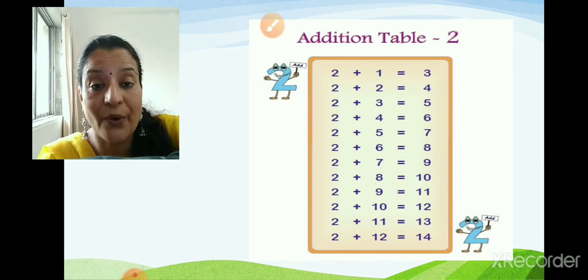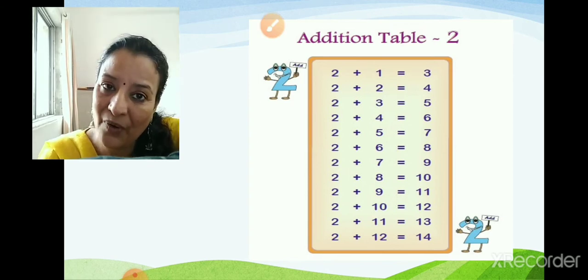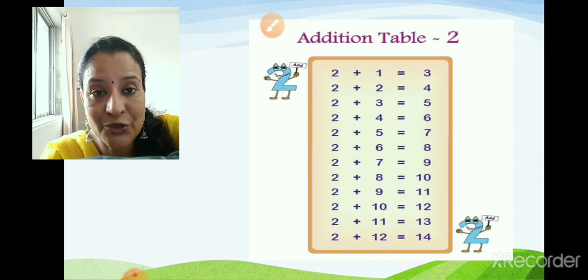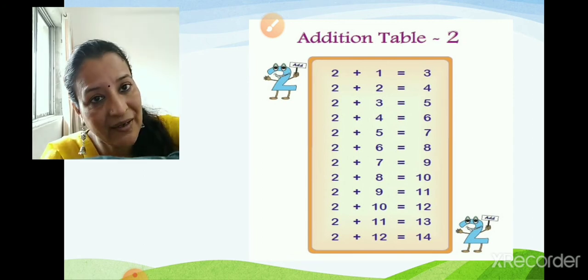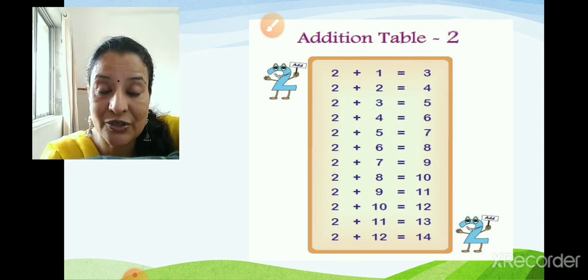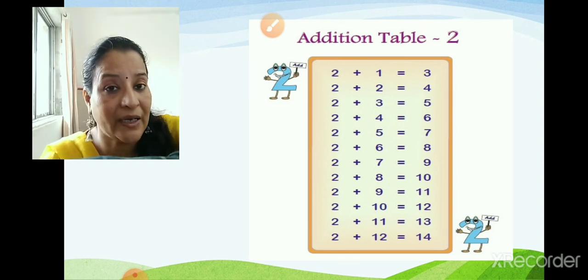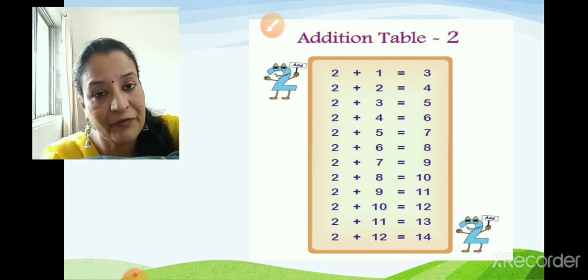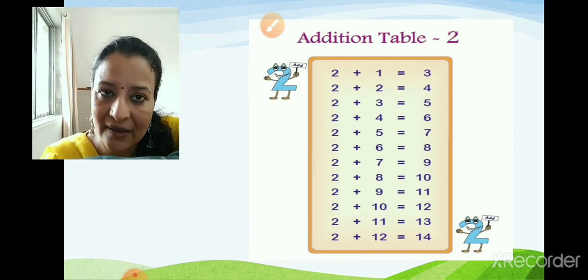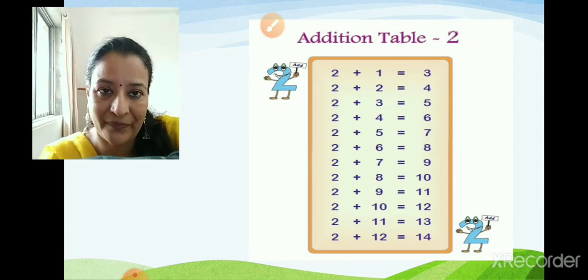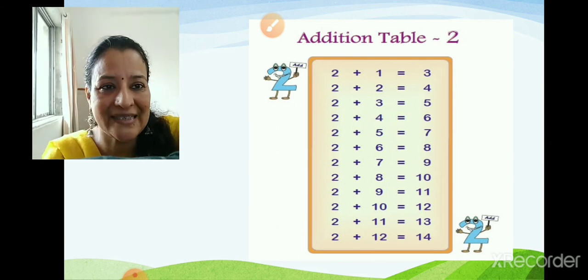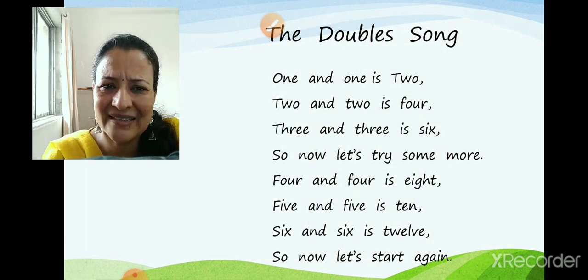Next, we have addition table of 2 also. If you want, you can learn it. 2 plus 1, 3. 2 plus 2, 4. 2 plus 3, 5. 2 plus 4, 6. You can learn this table also. Now, children, if you get confused, then don't learn it. Okay? If you are comfortable, you can learn the table, addition table of 1, addition table of 2. Okay?